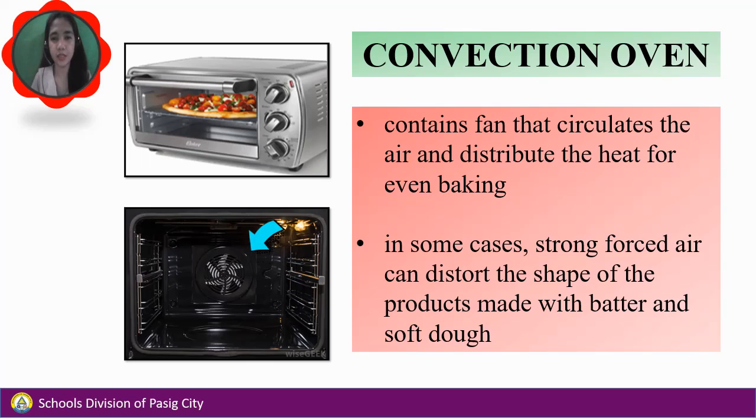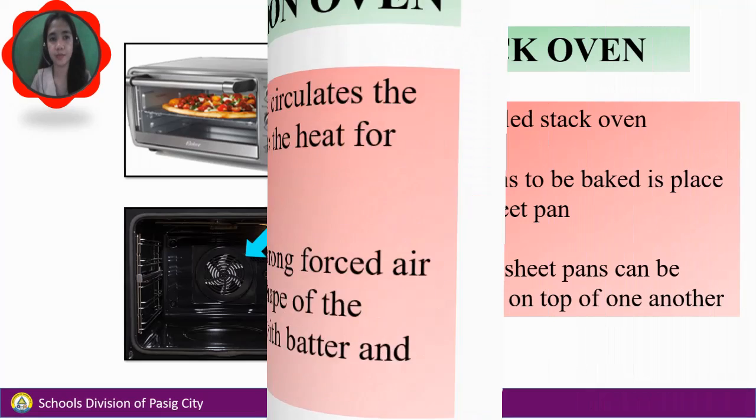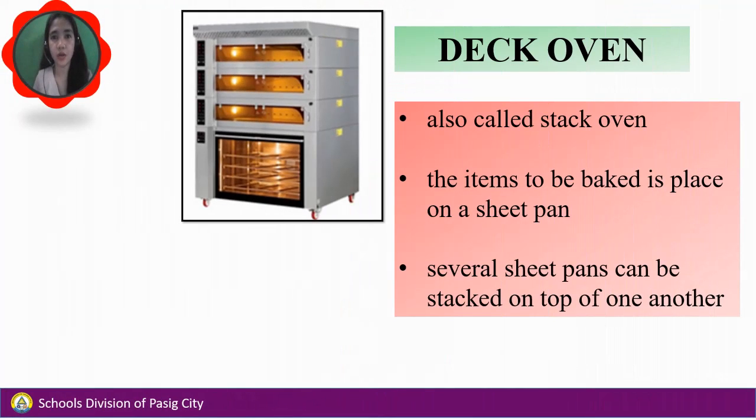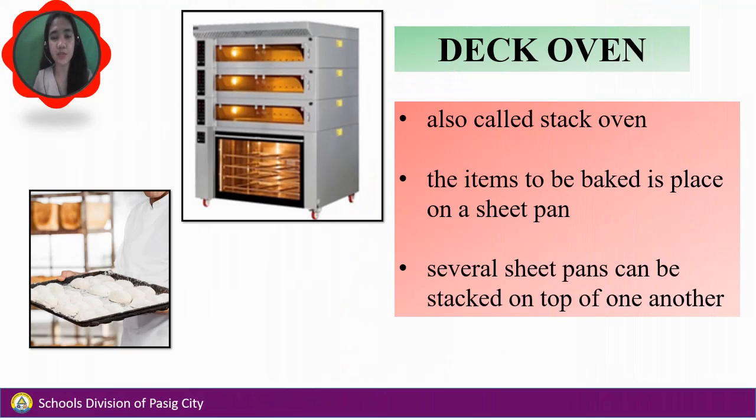Convection oven, contains fan that circulates the air and distributes the heat for even baking. In some cases, a strong forced air coming from the fan can distort the shape of the products made with butter or soft dough. Deck oven, also called stock oven. The items to be baked are placed on a sheet pan. Then several sheet pans can be stacked on top of one another.